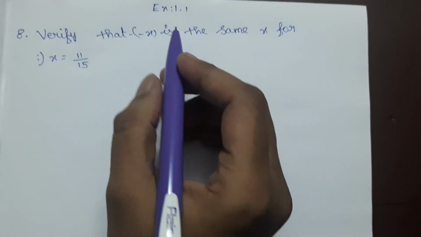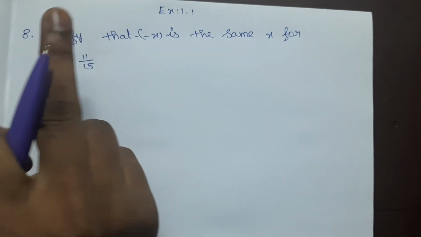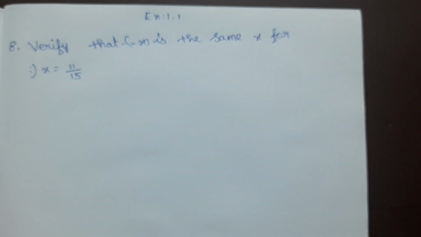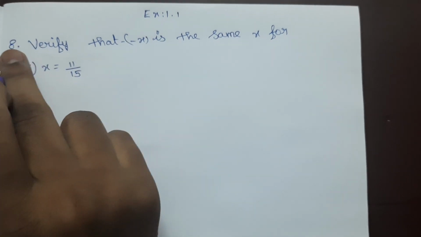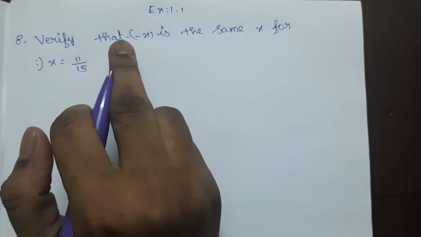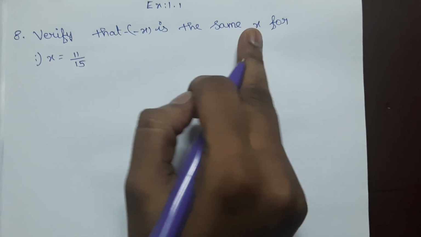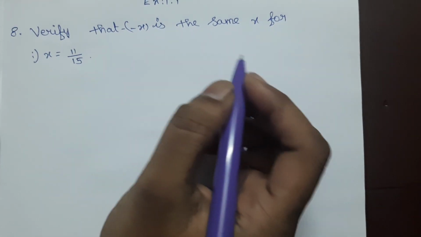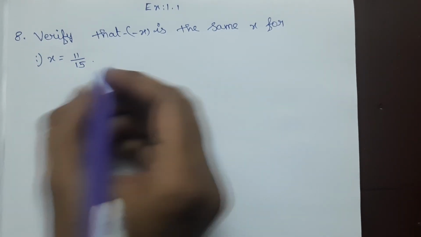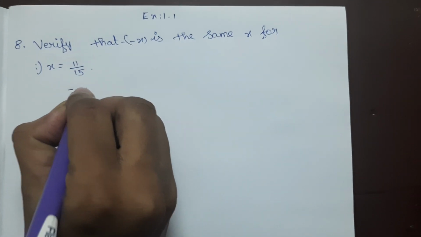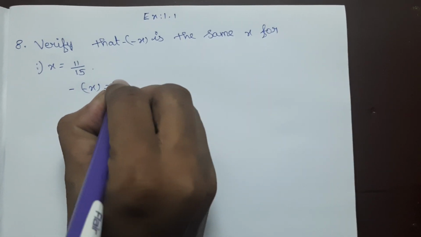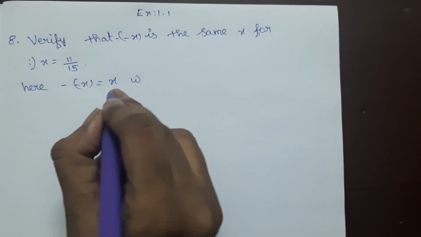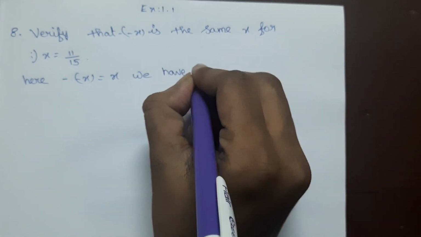Now we can move to Exercise 1.1, the 8th problem, because problems 1 to 7 you already learned in the previous classes, isn't it? Verify that minus of minus x is the same as x for x equal to 11 by 15. Here in this sum, what do we have to prove? Minus of minus x is equal to x, we have to prove.